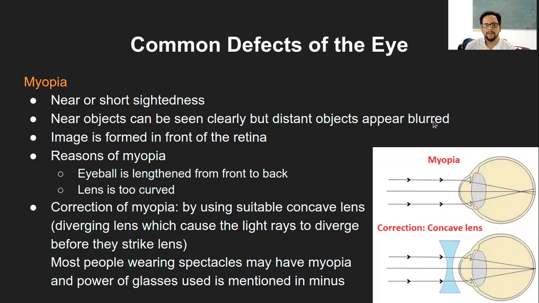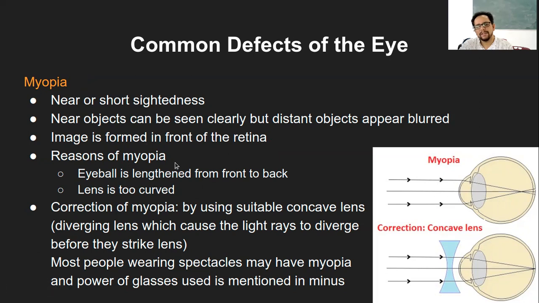So if you have myopic lenses, that means you are able to see the objects which are closer to you. You are able to read quite normally, but distant objects, like seeing a blackboard from a distance, do not appear clearly, or the vision is blurred. In this case, most of the time the image is formed in front of the retina. That is what you see in the case of myopia.